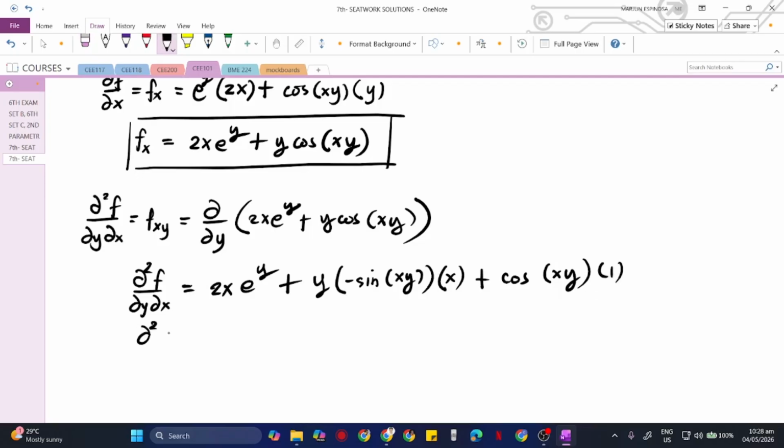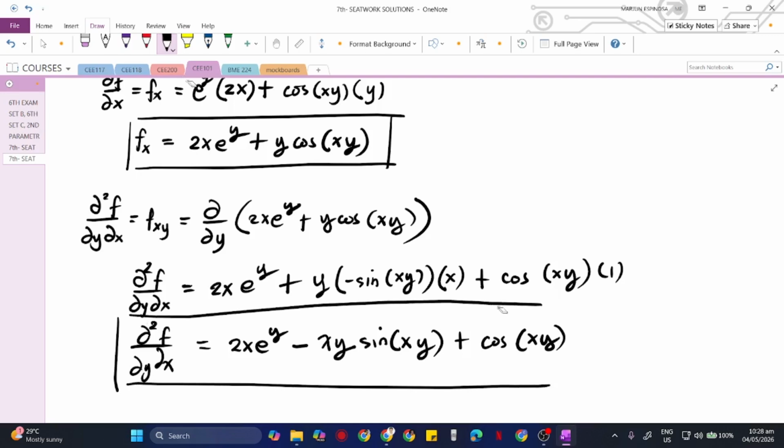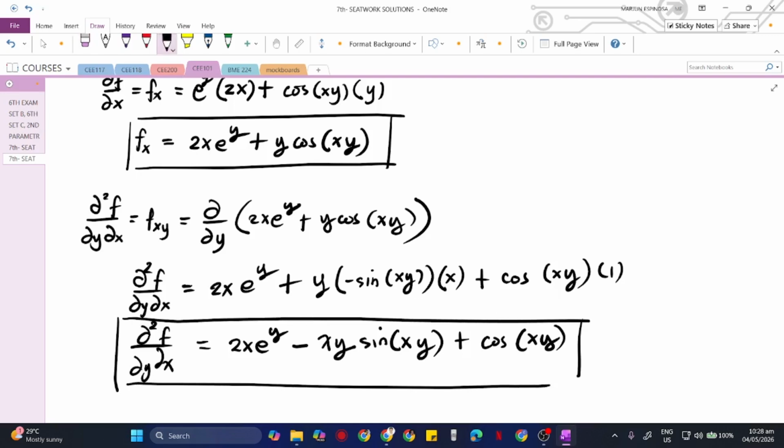Okay, so we do have here the second mixed partial derivative of our function with respect to x, then with respect to y, will now be equal to 2x e raised to the power of y. And then this one will just be equal to, okay, y times x times negative, magiging negative xy sine xy. Okay, plus etong cosine xy. So basically, this is our answer for the second mixed partial derivative. Okay, do we have the same answer?